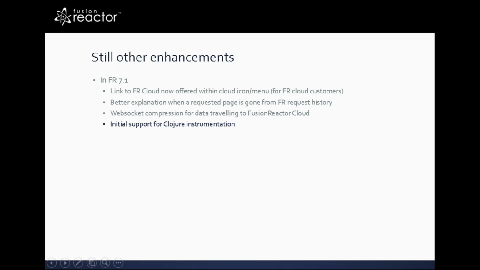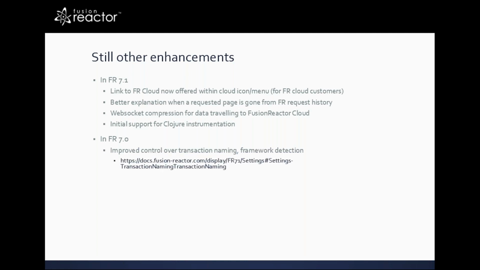There's coming support for Clojure. And then 7 had added some improved control over transaction naming and automatic detection of frameworks so that it showed you more useful information in the interface about transactions within requests. And there's a whole discussion of that, and I'll leave you to look into that. You can come back and see that URL later.